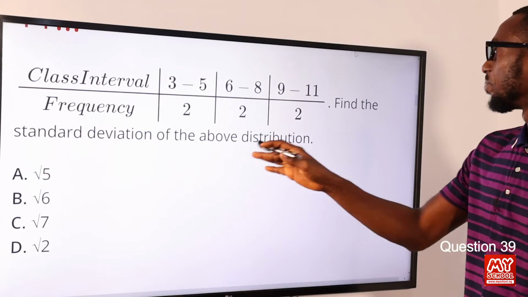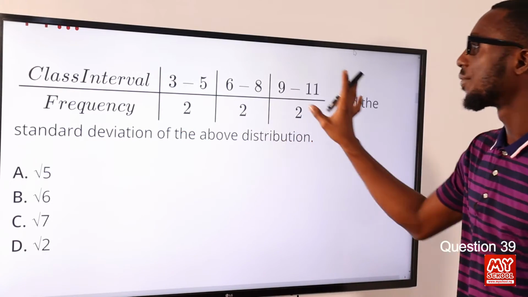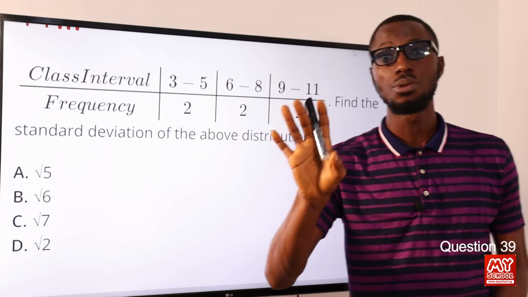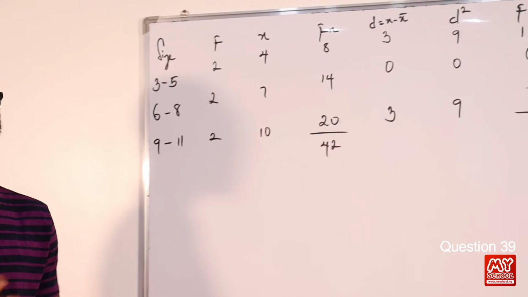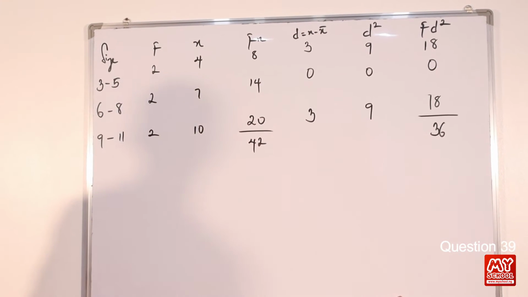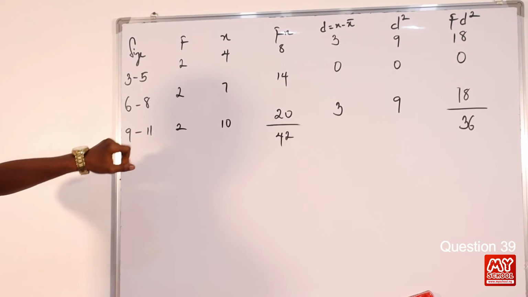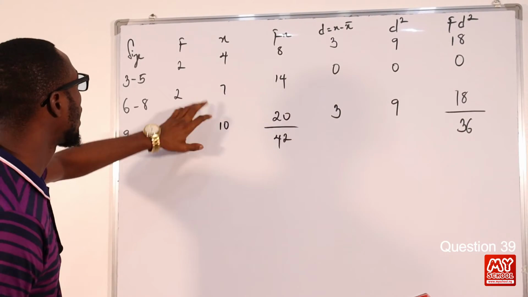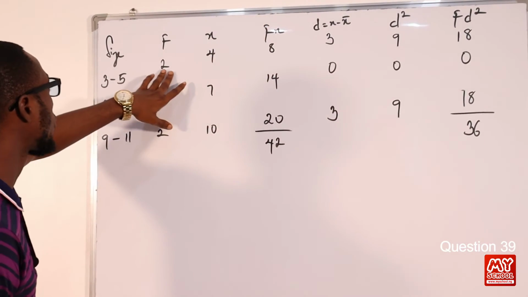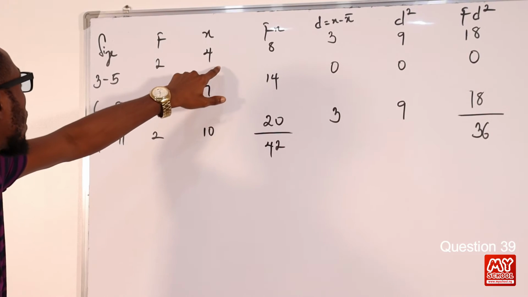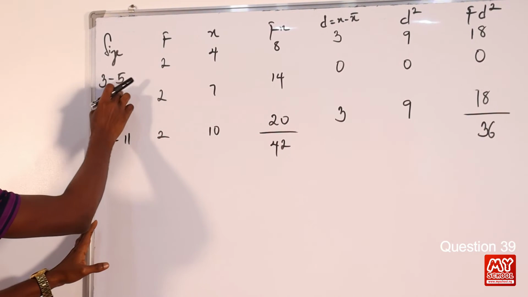39. Find the standard deviation of the above distribution. I've reproduced this on the whiteboard with some amount of information, just to make the work easier. This is the frequency, these are the values we are supplied with. Then we have fx, that is frequency times the class mark. How do we get that?